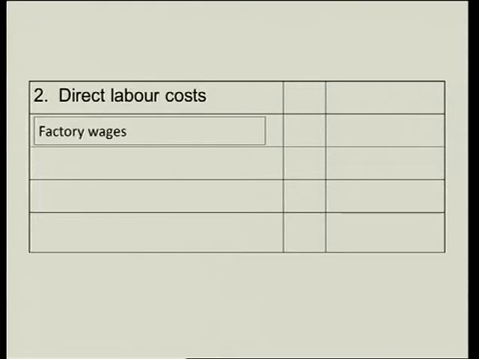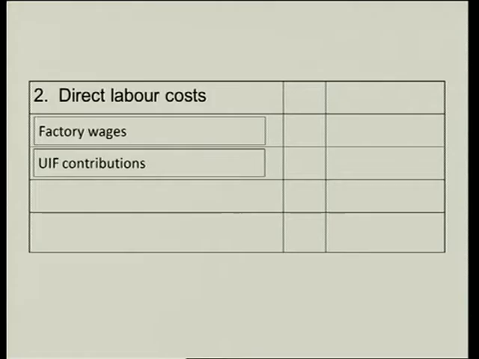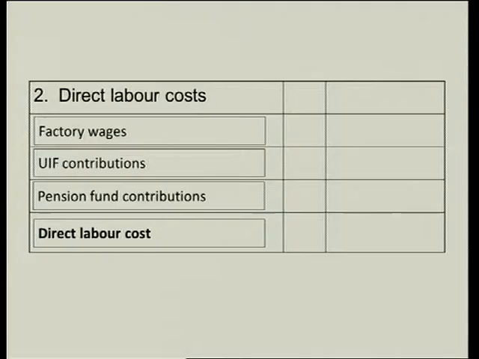I'm going to put in unemployment contributions, unemployment fund contribution. And I'm going to put in pension fund contribution. Learners, please note, not the deduction, the contribution, please. Okay? And that will give me my direct labor cost. I'll give you a minute to write that down. Okay, factory wages, unemployment fund contribution, pension fund contribution gives me your direct labor cost.